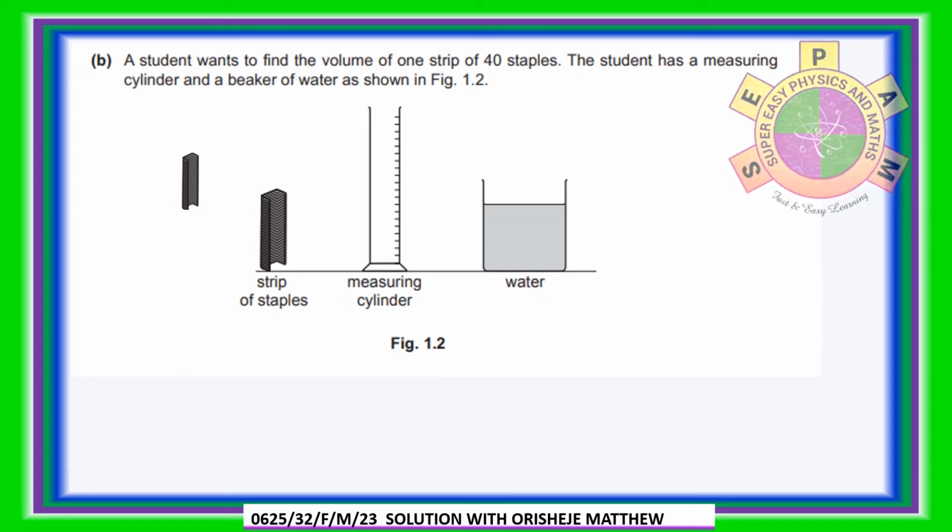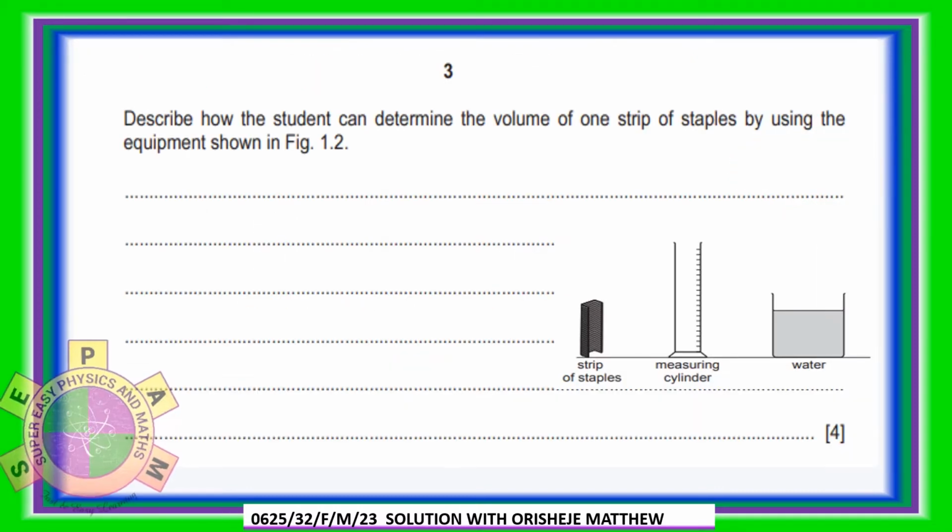A student wants to find the volume of one strip of 40 staples. The student has a measuring cylinder and a beaker of water as shown. So you have the strip of staples, the measuring cylinder, and water. So what will the student do? Basically, describe how the student can determine the volume of one strip of staples.